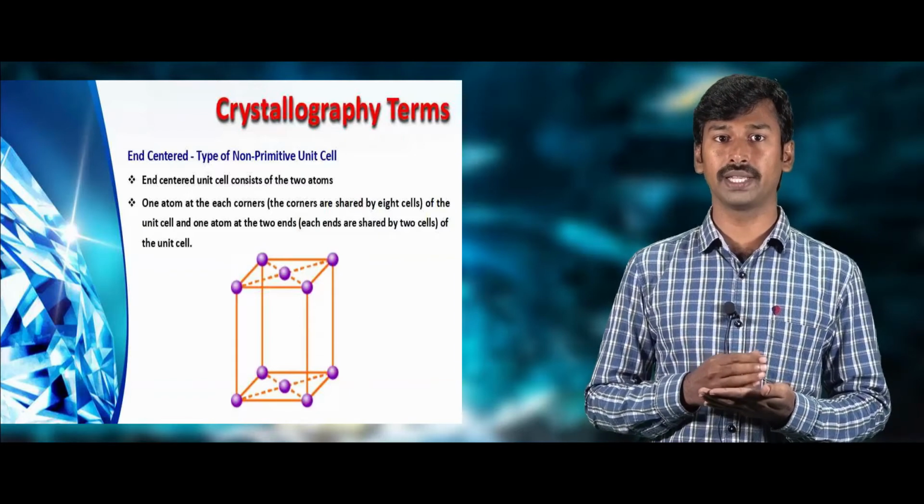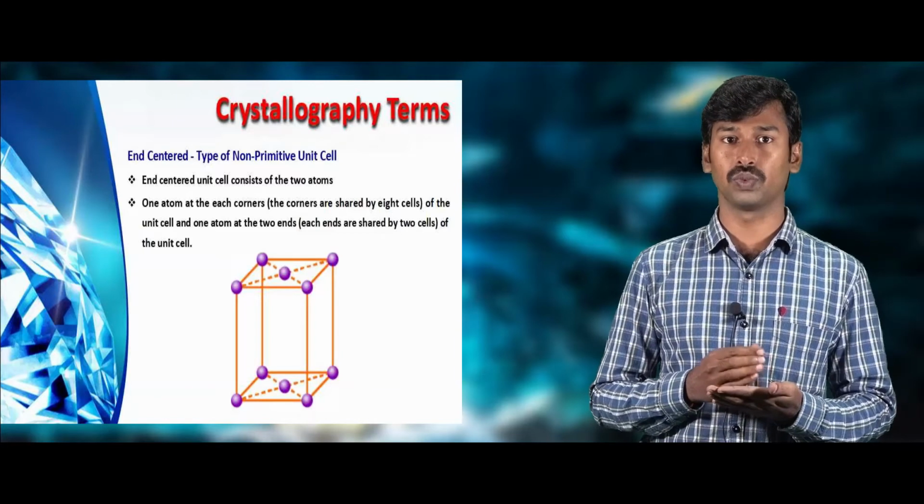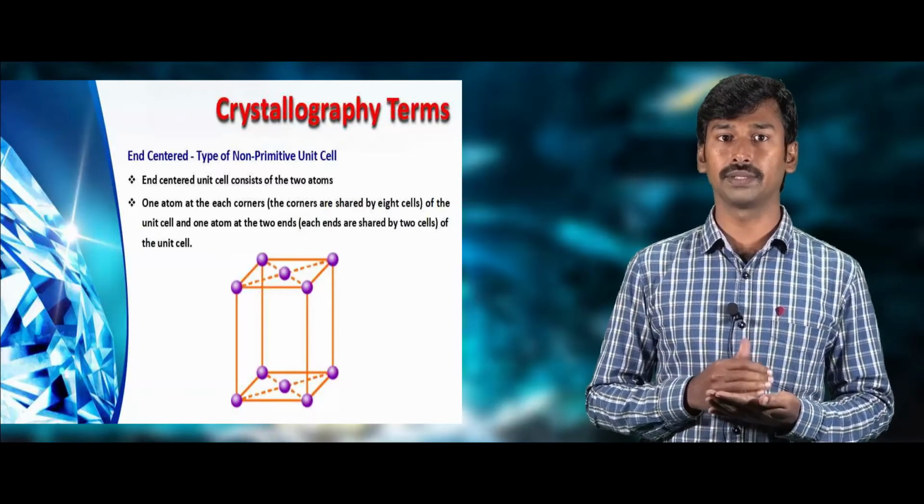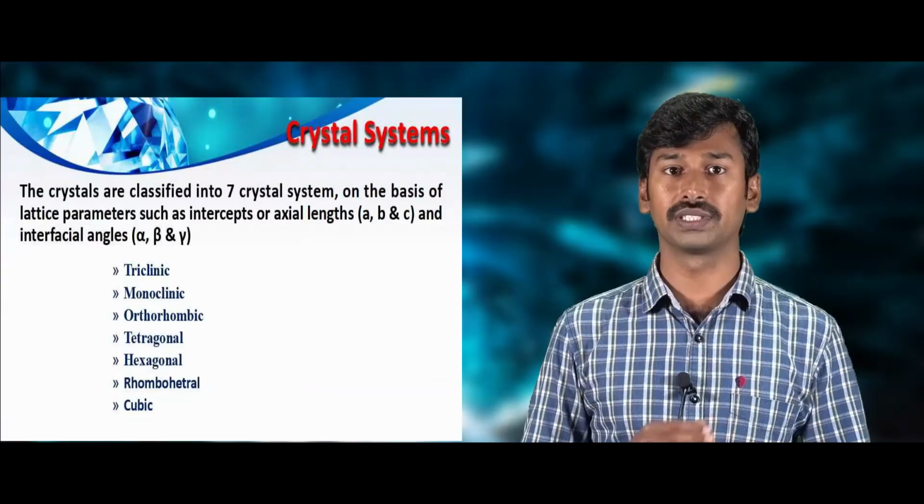The figure shows the schematic representation of atomic positions in the unit cell, where the corner atoms give 1 atom to the unit cell and the end atoms give 1 atom to the unit cell, totally 2 atoms to the unit cell. Types of crystal systems.